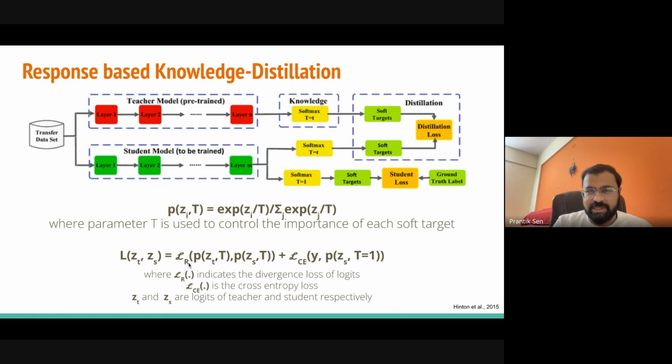LR is again a response-based loss, and it is basically computing this. It is trying to match the softmax coming from the teacher against the one coming from the student. And this is the classic cross entropy loss, where y is your ground truth labels, and you are computing against this.